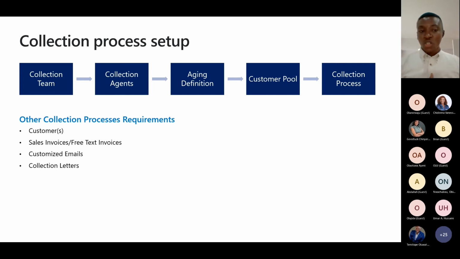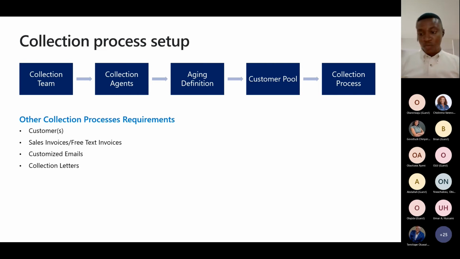So to set it up, you also need your aging period definitions. And then once you're able to get that ready, you also add your customers to a group, which we'll call a customer pool, which you can use other criteria, other groups to query. And then you proceed to set up your collection process automation. Of course, other requirements: you need to have customers. You need to have sales invoices and fee text to follow up on payments, customized emails, which you can set, and then you can also have collection letters as well. So that's it when it comes to the collection process automation.